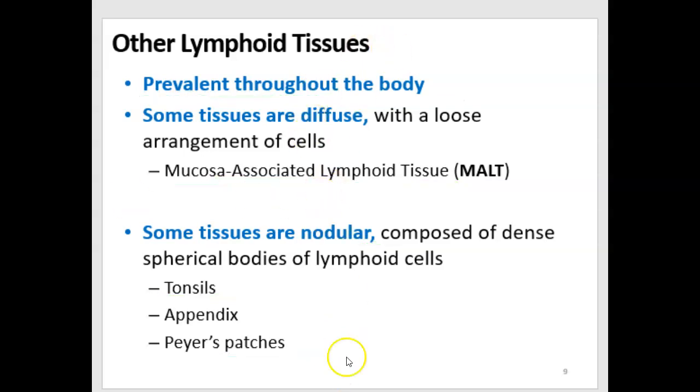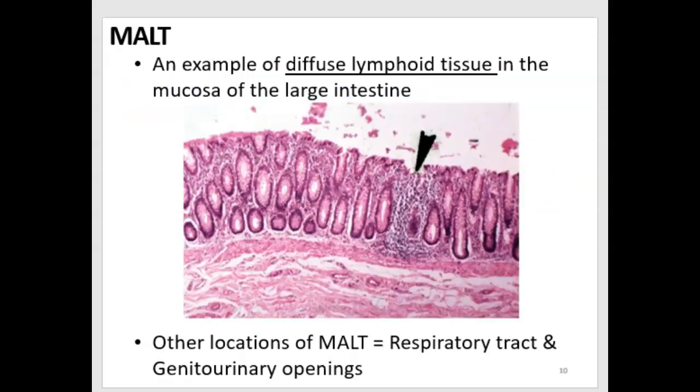So let's first look at this loose arrangement of lymphoid tissue, mucosa-associated lymphoid tissue, otherwise known as MALT, to abbreviate it. This picture is an example of diffuse lymphoid tissue, mucosa-associated lymphoid tissue in the large intestine. Where the black arrow is pointing is an aggregate of loosely aggregated white blood cells. Anywhere you have an opening to the exterior environment, you'll see at least MALT.